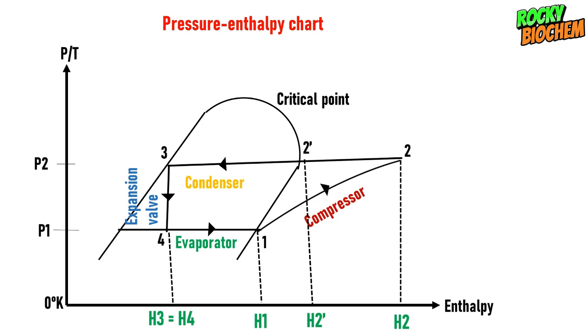And as you can see also, the enthalpy H3 is equal to H4 because they are on the same level. That is why H3 is equal to H4. But H1 will be different from that of H2 prime and that of H2. So this is basically how a pressure enthalpy chart looks like. We will be using this for most of the calculations that we will be doing.